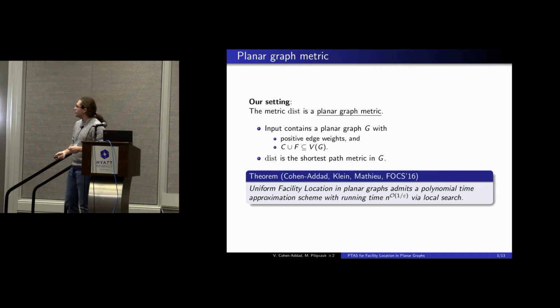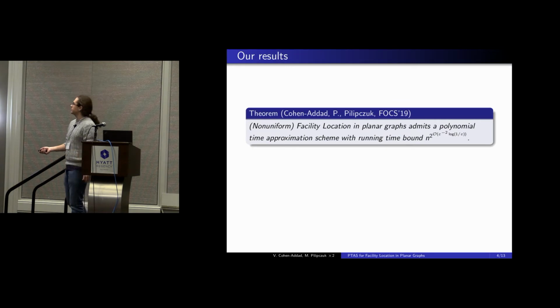Okay, and the starting point of our work is the paper from FOCS 3 years ago, when Cohen-Addad, Klein, and Mathieu proved that if you assume uniform cost, every facility has the same cost, then you can get an approximation scheme, and this approximation scheme is actually quite simple. It's a local search with a radius depending on epsilon. And this actually works also for K-median. So what we do is we try to drop the uniform assumption, and we manage to do it. That's the main result of this paper: if you assume non-uniform costs, there can be multiple costs for facilities, you still get a PTAS, and the dependency on epsilon gets a bit worse. We don't worry too much about that.